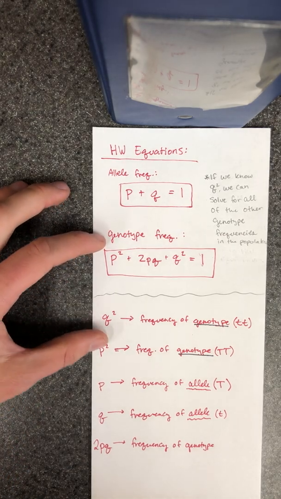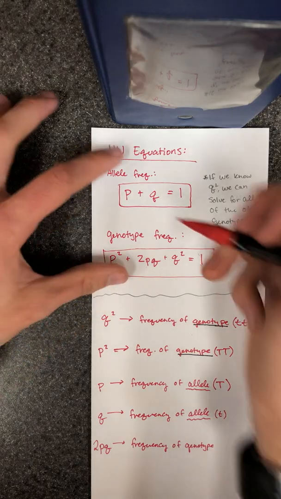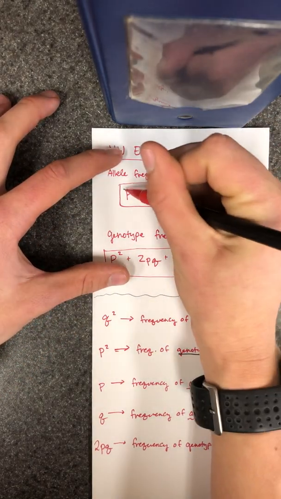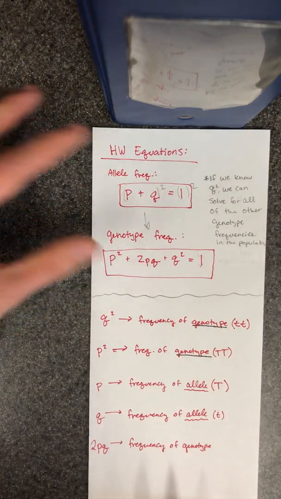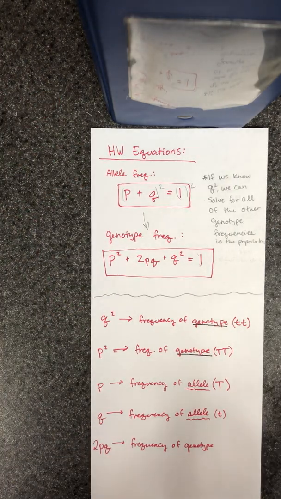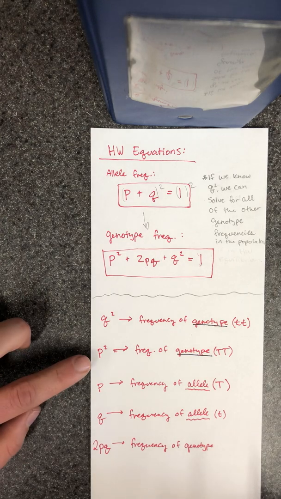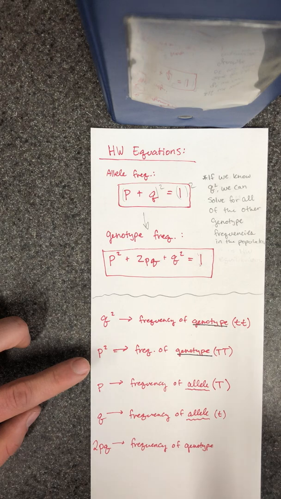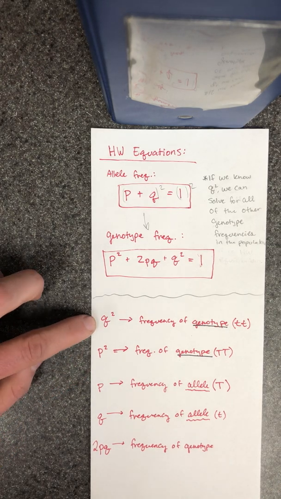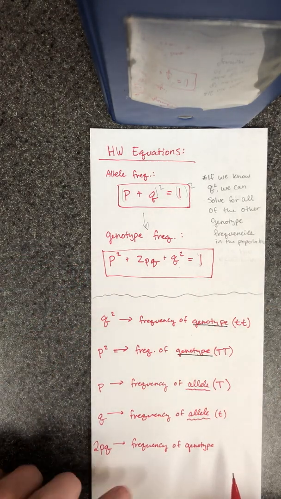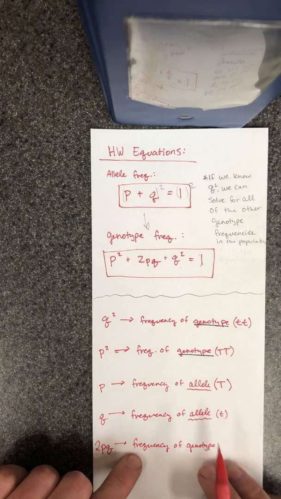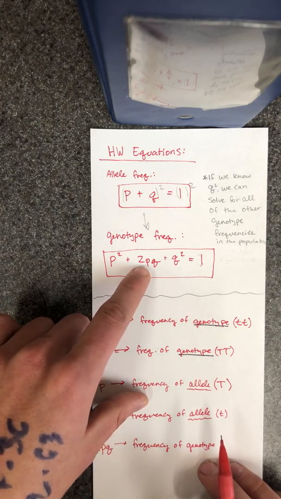For the genotype frequencies, essentially to get this equation, what they did is they put parentheses around this, and they squared both sides. And that's how you get the equation for calculating genotype frequencies. As you can see down here, P squared is the frequency of the homozygous dominant genotype, so big T, big T. For little t, we're getting Q squared, which you can see right here. And then the frequency for a heterozygous genotype is 2PQ.